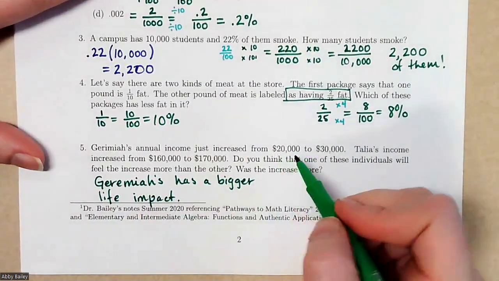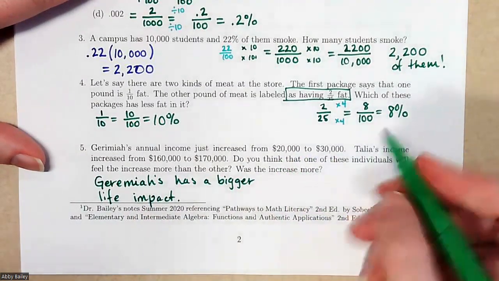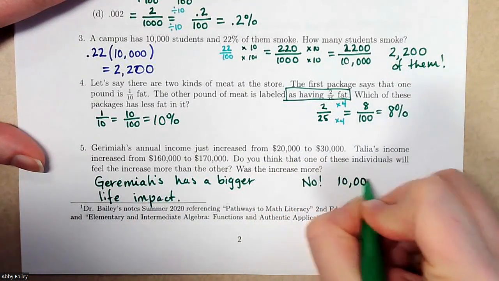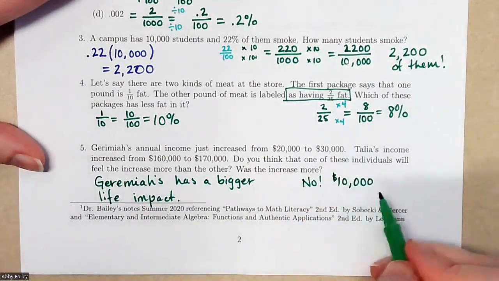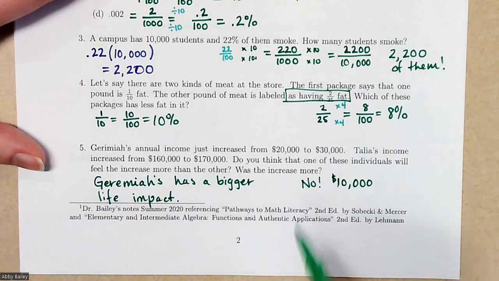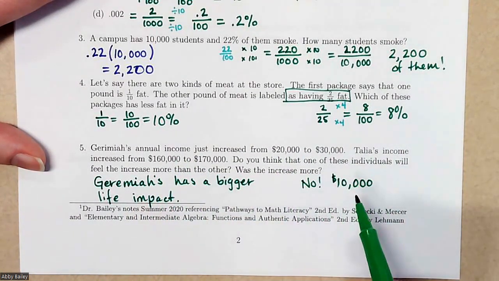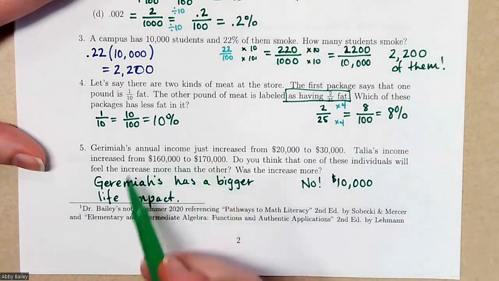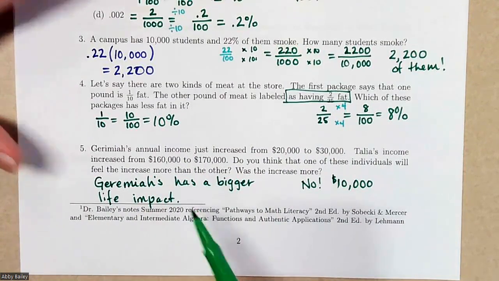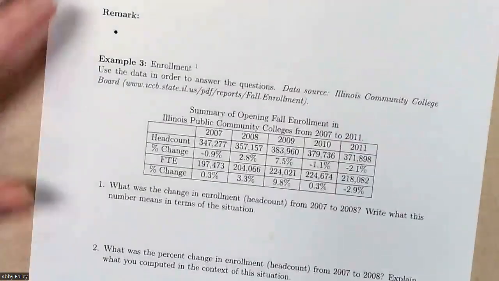No. From 20 grand to 30 grand, that was just a $10,000 increase. I mean, not just, that's a pretty big increase. So was Talia's. So we can't just think of it as raw dollars, because Jeremiah's definitely has a bigger impact. Okay. So that's where percentages come into play again.